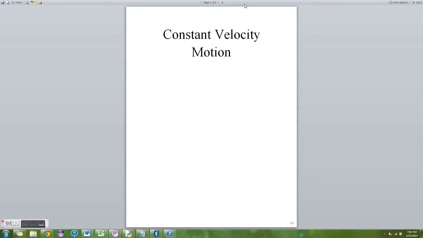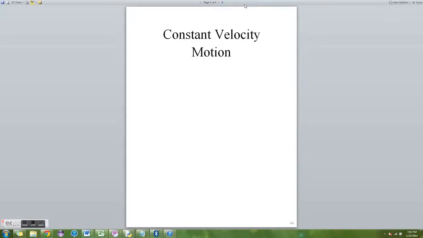This is Lab 1, Constant Velocity Motion. The purpose of this lab is to pick an object moving in one direction at a constant speed, i.e. constant velocity, and take the data from that and compare it to a VPython model of that same data and see if there's any discrepancy between those two. And if there is, try to explain it.